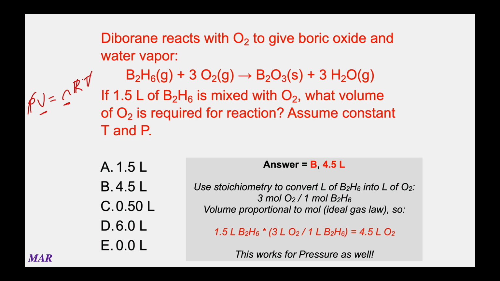And we can do the 3-to-1 stoichiometry because moles and volume are also proportional to each other. So just like we use a 3-to-1 mole ratio, here we're going to use a 3-to-1 volume ratio. So it should take 4.5 liters of oxygen to react with 1.5 liters of diborane. You can do this kind of problem as well with pressure if you assume that temperature and volume are constant. So that's kind of a powerful technique sometimes to use. This is a lot easier than trying to go through the ideal gas law, etc.